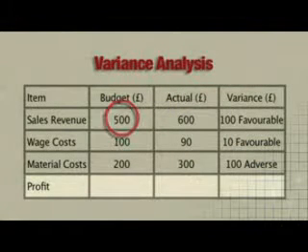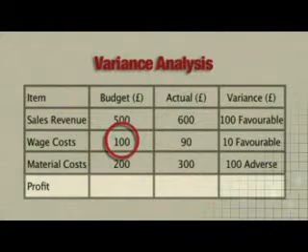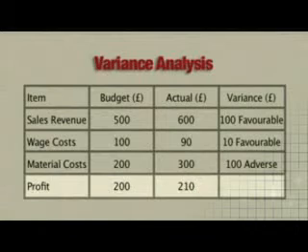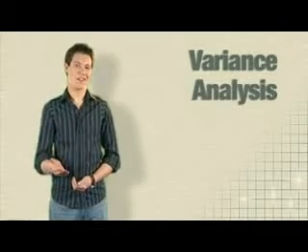Budgeted revenue was £500 and total budgeted costs of wages and material costs added up to £300. So £500 revenue minus £300 costs gives a budgeted profit of £200. The actual revenue was £600 and actual total costs of wages and materials came to £390. So £600 minus £390 gives us £210. Therefore, the variance is the actual profit of £210 minus the budgeted profit of £200, which gives us a profit variance of £10 favourable.